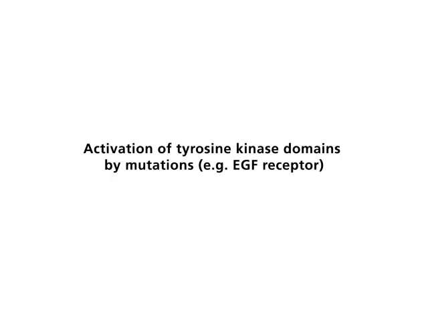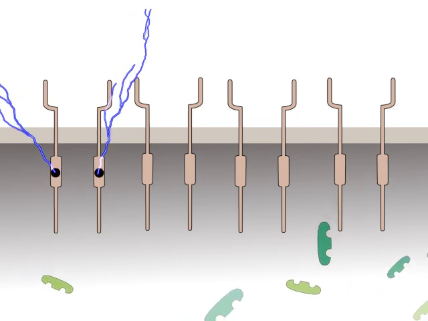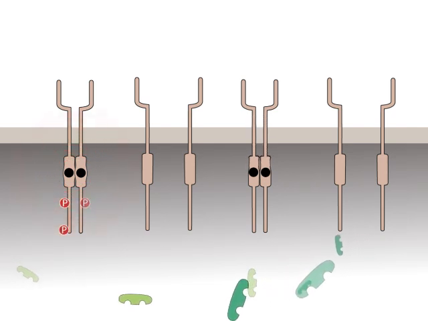Activation of tyrosine kinase domains by mutations, for example, EGF receptor. Due to mutations in the cytoplasmic kinase domain of the receptor, the kinase is constitutively active. Signaling is inappropriate.